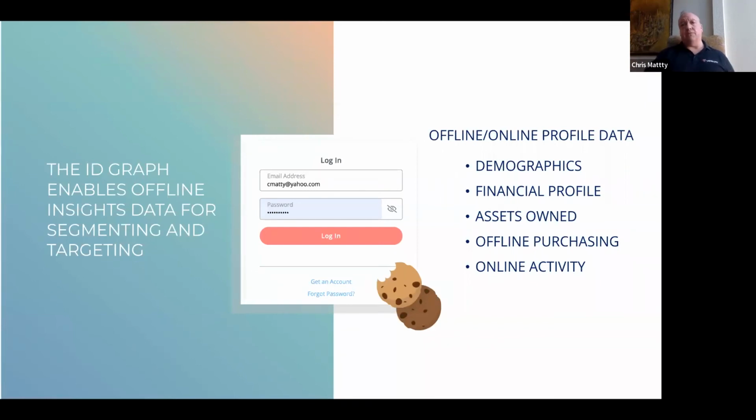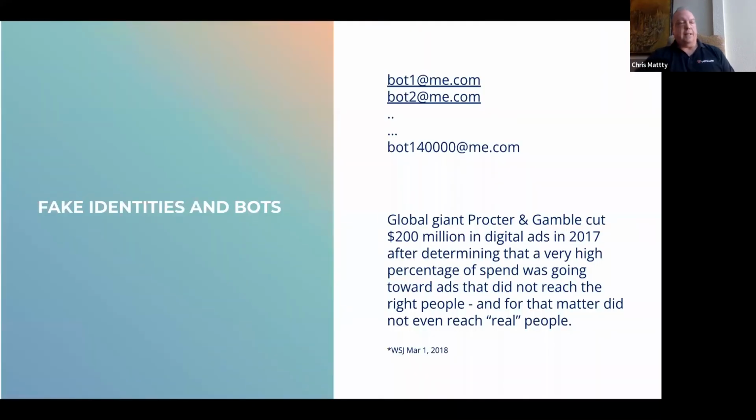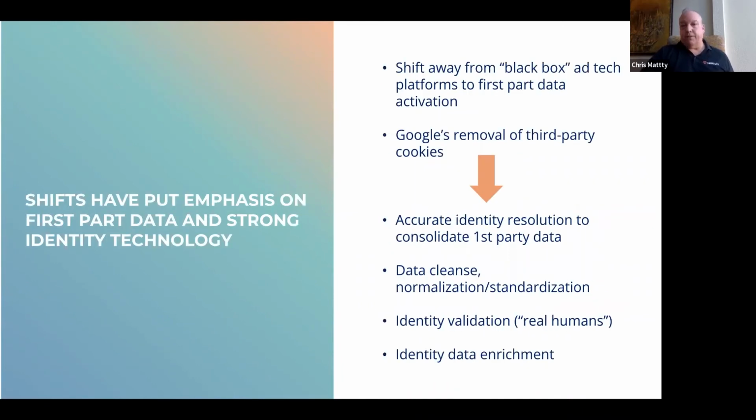And as the internet was exploding with all this capability, well, some bad things happened, right? Synthetic identities, robots, privacy concerns. It's estimated that somewhere around 30% of internet traffic is not human beings browsing, but computers that are either crawling or indexing or maybe doing some nefarious activity, robots. In 2017, Procter & Gamble cut 200 million in ad spending because they determined that their ads were not reaching the right people, or for that matter, even real people. So identity starts to solve this problem, by the way.